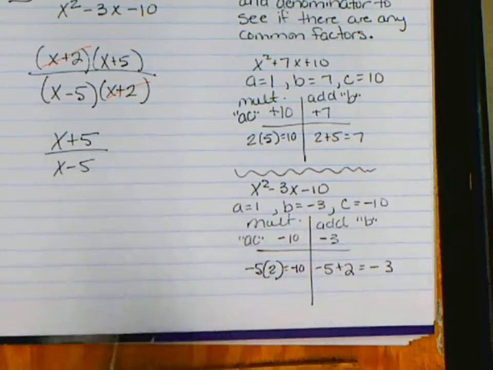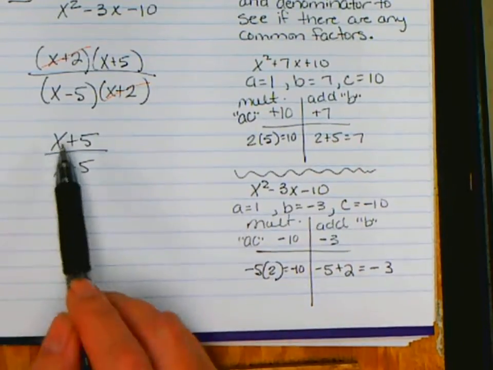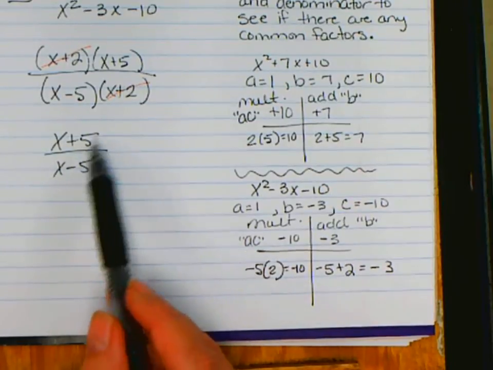But since x plus 5 is the only factor in the numerator, and x minus 5 is the only factor in the denominator, you don't have to put parentheses. Okay, so the direction said simplify and state any restrictions. This is as simple as you can get. You cannot cancel out these x's. You cannot cancel out the 5s.